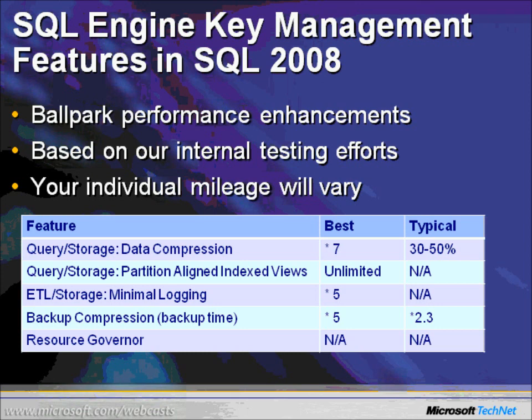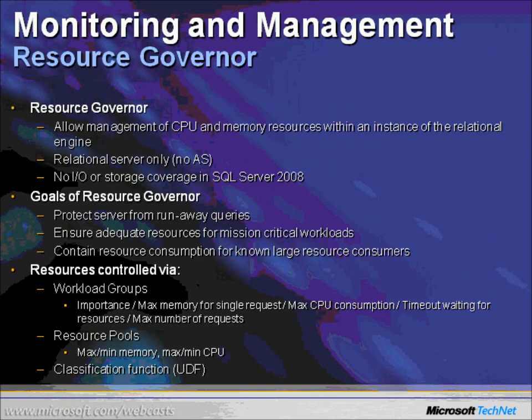Minimal logging can be anywhere from 2 to 5 times faster for loading data than conventional full logging. Backup compression, as I mentioned before, is also very useful. It typically gives about a 2.3 times improvement in backup time. Also, your backups will shrink to about one fifth of the original size. And finally, the resource governor is a very useful new feature, which I'll say a few words about later.